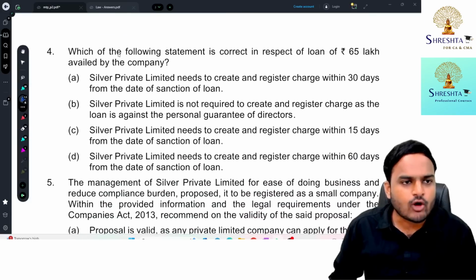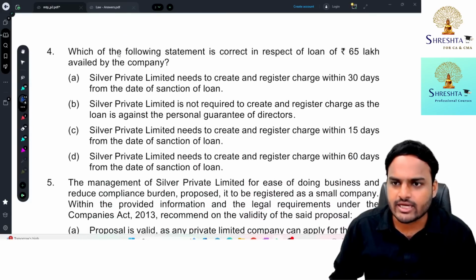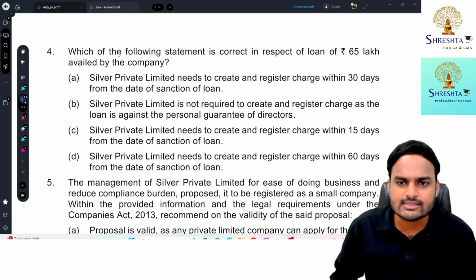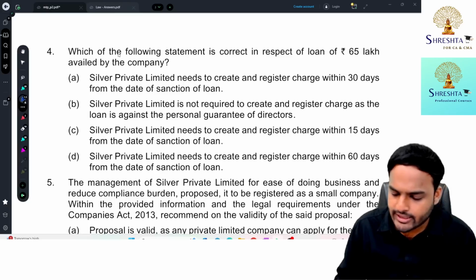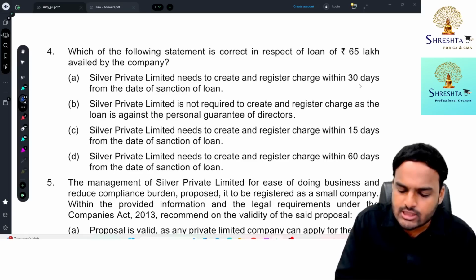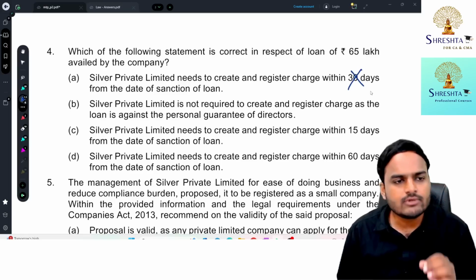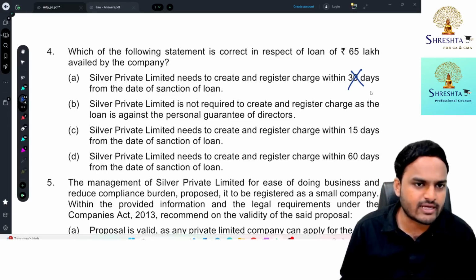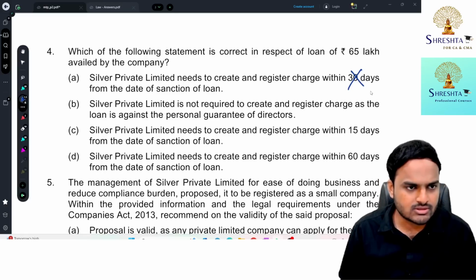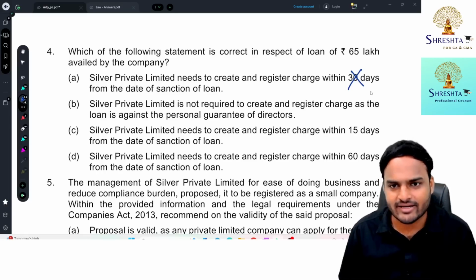Question 4. Which of the following statements is correct in respect of loan of 65 lakhs availed by the company? Silver Private Limited needs to create a charge and register charge within 30 days from date of sanction of loan. Here, none of the assets of company were charged for getting the loan of 65 lakhs. Understood? So option A is incorrect.